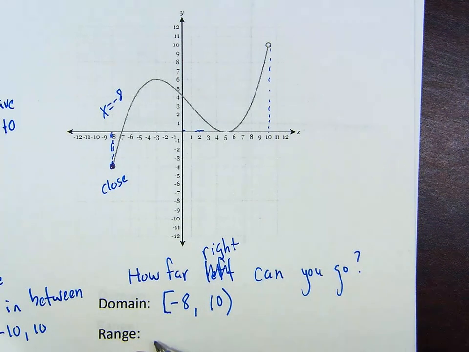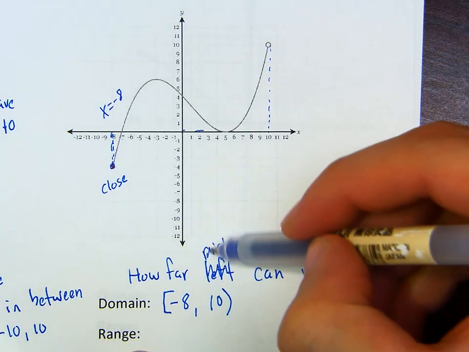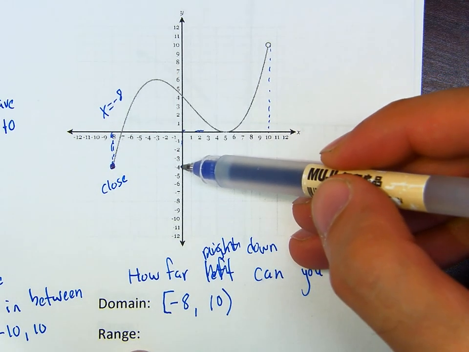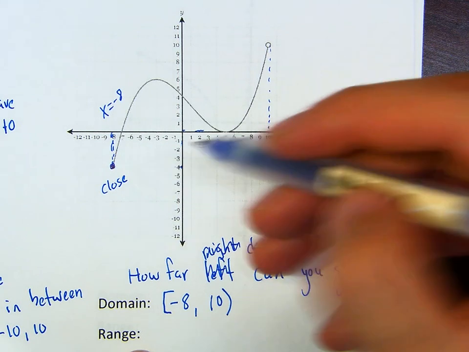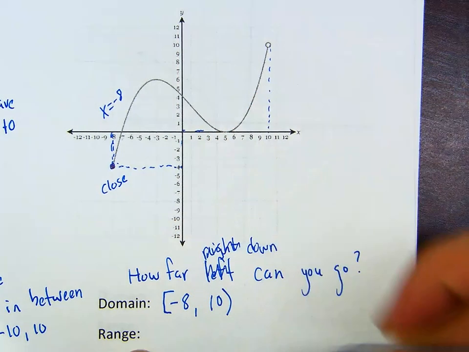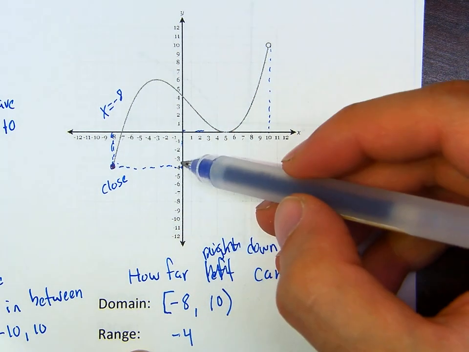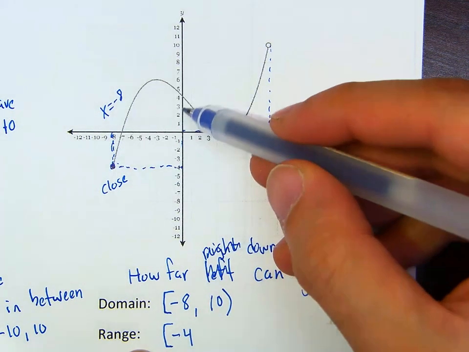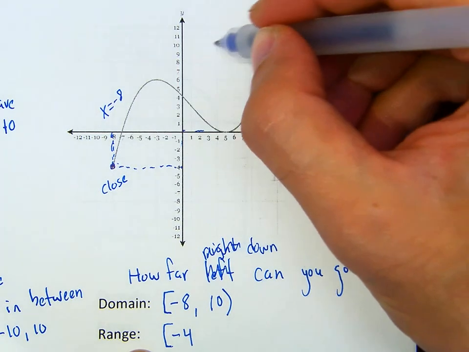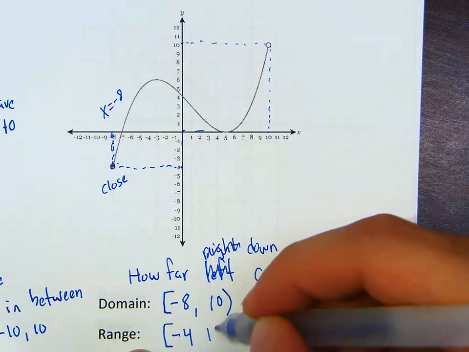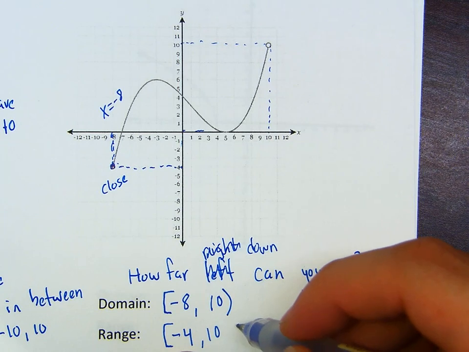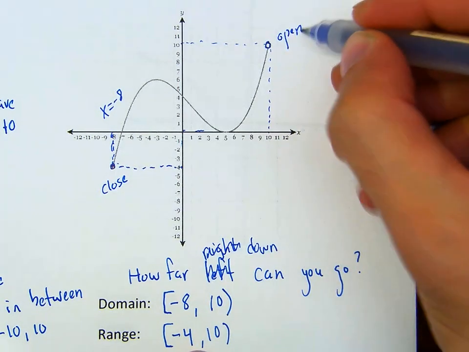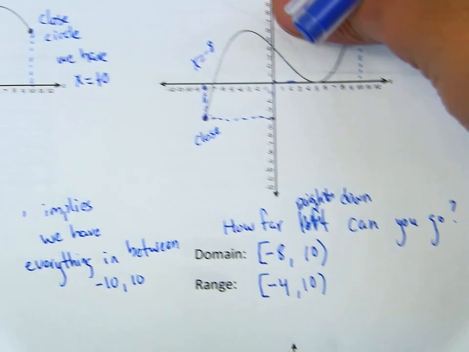Now for the question of range, how far down can you go? How far low can you go? Here, you go as far as -4, and you see it's closed, so it's a bracket. And how high does the graph go? The graph goes as high as 10. But this also has to be a parenthesis, because you have an open circle. This is open.